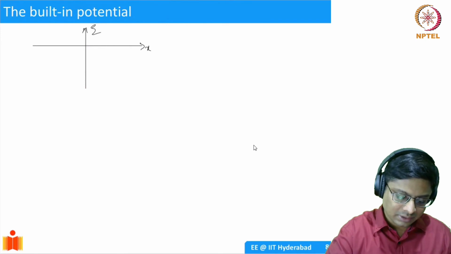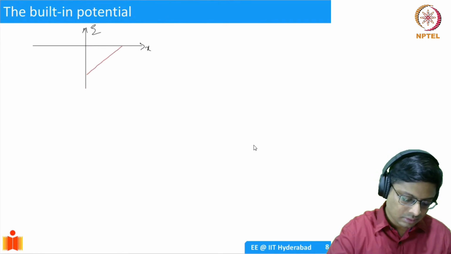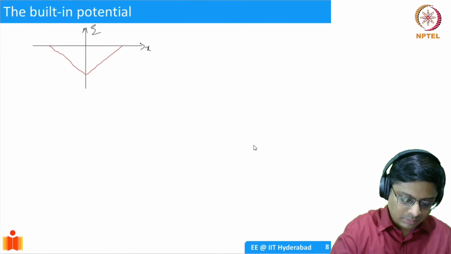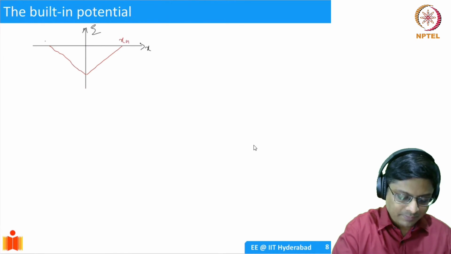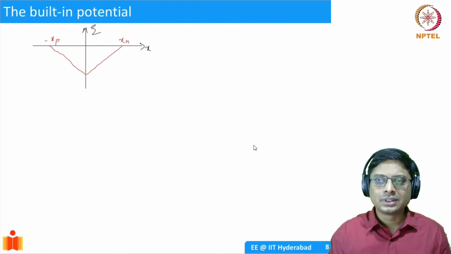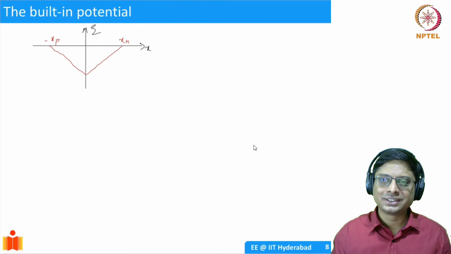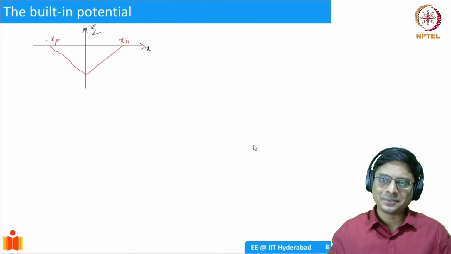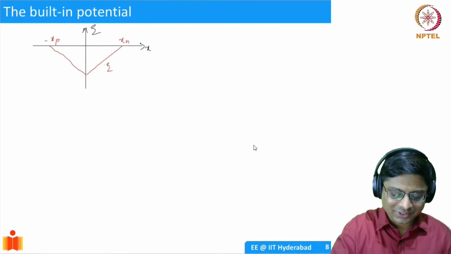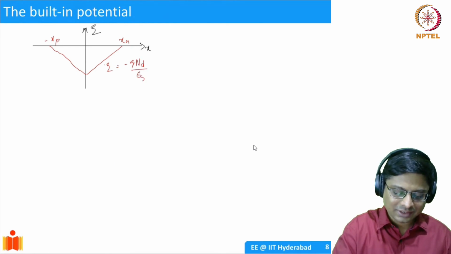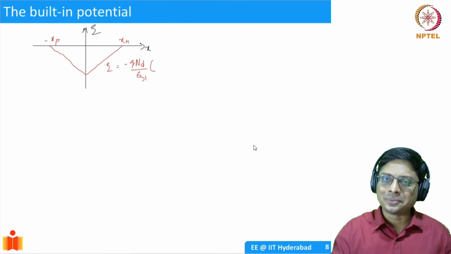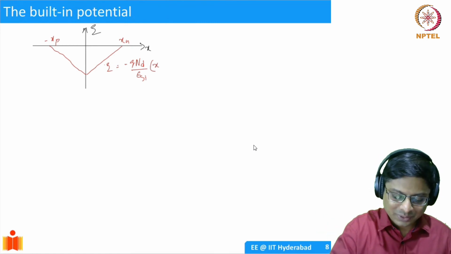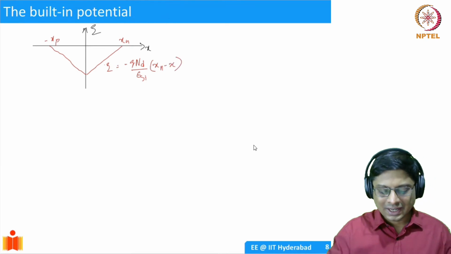So this is going to be my Xn and this is minus Xp. All right. So what is my peak electric field? On this side, the equation was, let's try to guess it, minus Q ND divided by epsilon silicon, and at x equal to xn it is 0. So I have x positive here, so it should be xn minus x. As x increases, the electric field decreases, so it should be this.